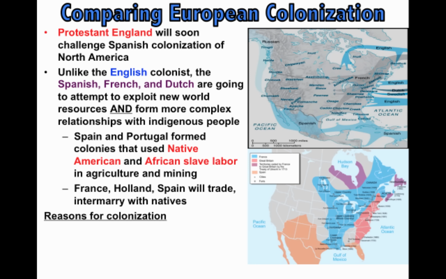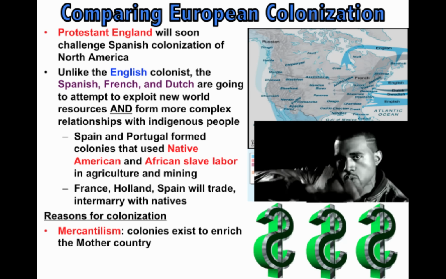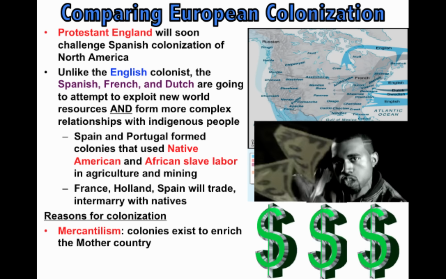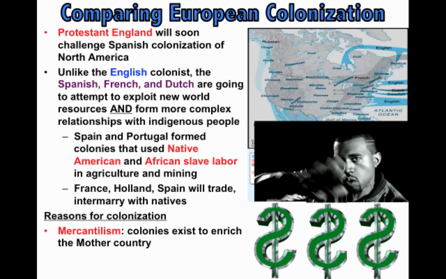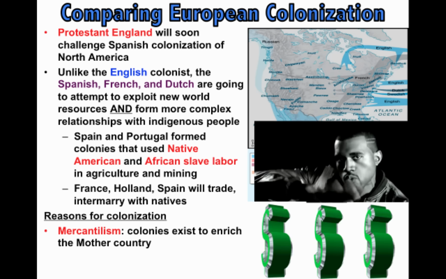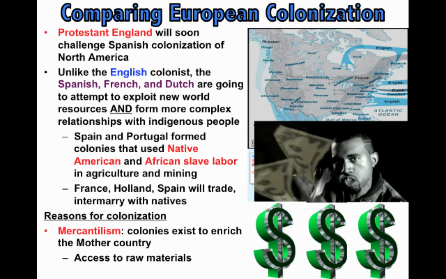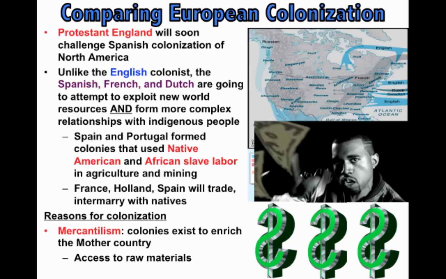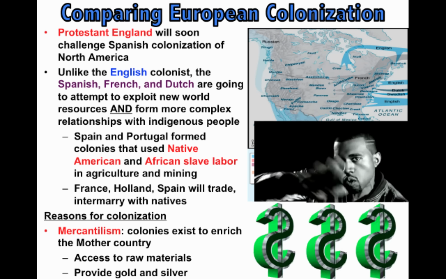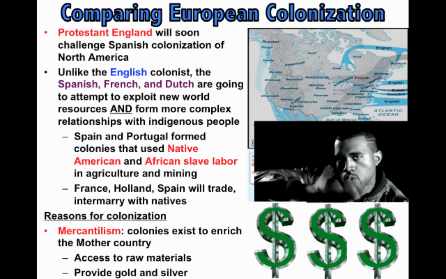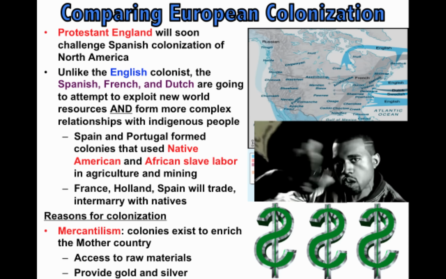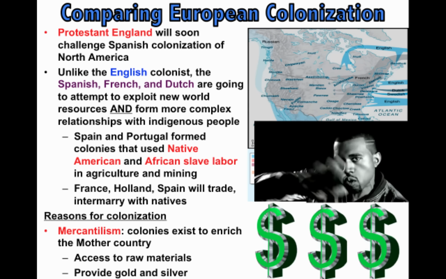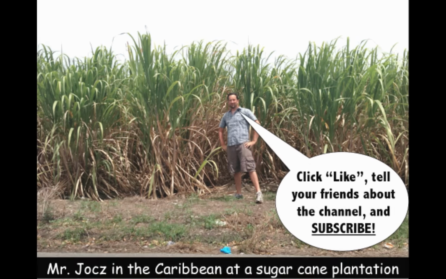Finally, all European countries are going to be seeking to colonize the New World because of these ideas known as mercantilism. Mercantilism is an economic theory that states colonies exist to enrich the mother country, to send that money over to the mama. This could be in the form of access to cheap raw materials such as sugar or tobacco, and also to provide gold and silver. So whether we're talking about Spanish, French, or English colonization, it's important to note mercantilism is driving them to expand. That's going to do it for this video.